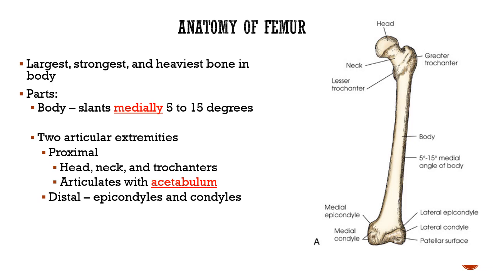The anatomy of the femur. It's the largest, strongest, and heaviest bone in the body. It slants medially 5 to 15 degrees. It has the head, the neck, and the trochanters, and the head articulates with the acetabulum. There's the head up here. And then distally, we have the epicondyles and the condyles.